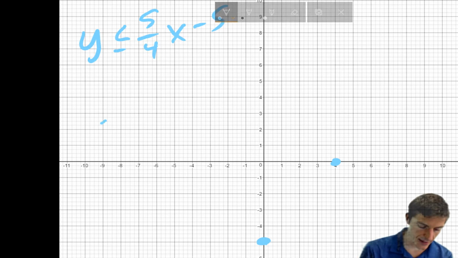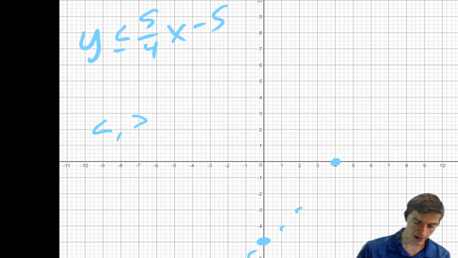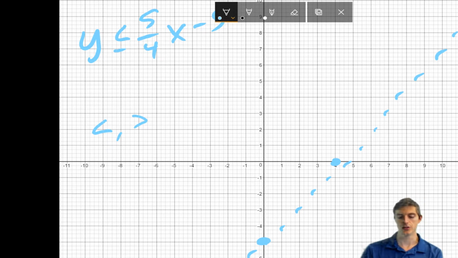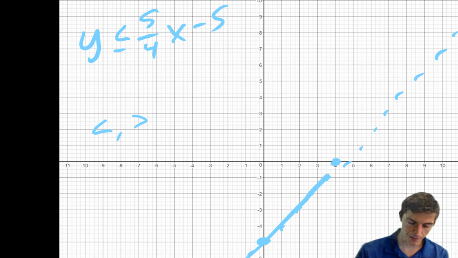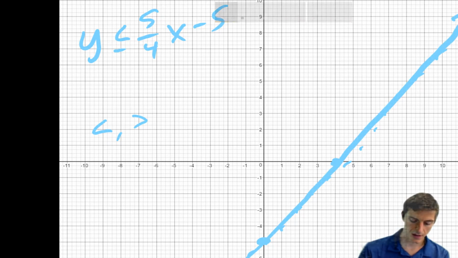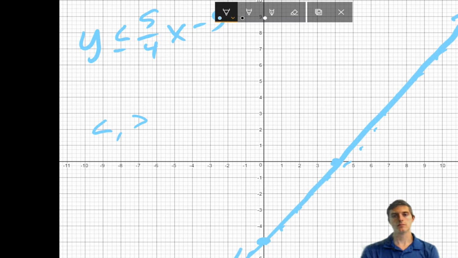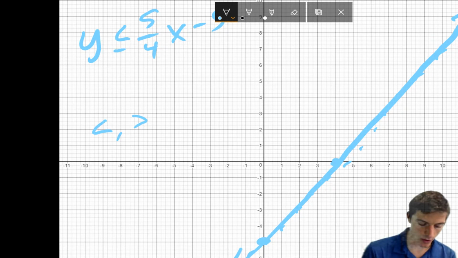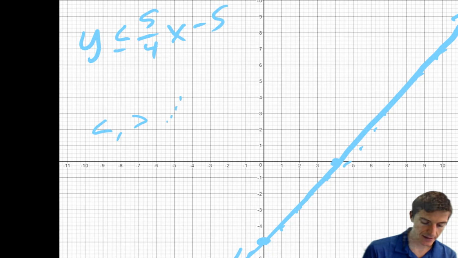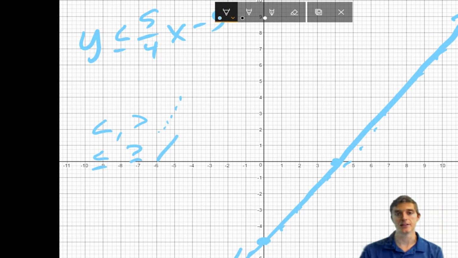Now remember, if the signs are less than or just greater than, that's when I would connect this with a dotted line like this, because the line itself doesn't provide a solution. In this case, it's less than or equal to, so the line itself makes it true, so that's going to be a hard shaded in line. So if it's less than or greater than, it's going to be a dotted line. If it's less than or equal to or greater than or equal to, it's going to be a solid line that you're going to connect to.